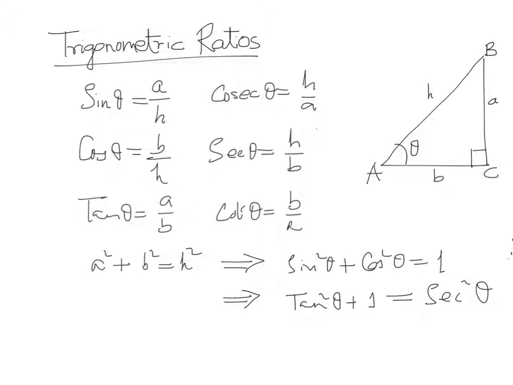And finally, let us divide both the sides by A squared. So it will become (A by A) whole squared, which is 1, plus (B by A) whole squared, which is cot squared theta, is equal to (H by A) whole squared, which is cosec squared theta. So these three are our basic trigonometric equations.